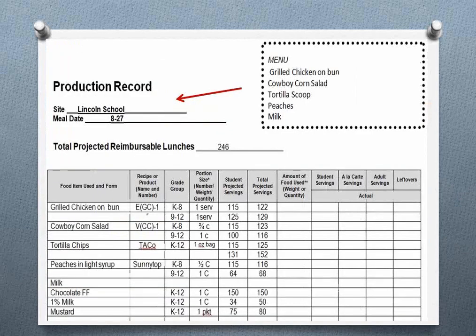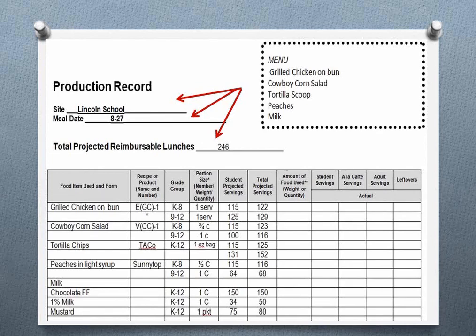I put together a sample production record for you. On this, I'm going to show that it's for Lincoln School. Perhaps you're in a district where you plan for several different buildings. You're going to want to differentiate by putting the name on the production record so you know who to give it to at the end of your planning, what day you're going to be serving the meal, and then the number of projected lunches that you're going to have for the day. That's probably going to come from the morning count or a previous record of how much you serve when you have this menu offered.